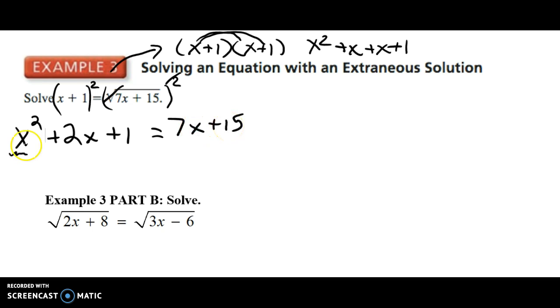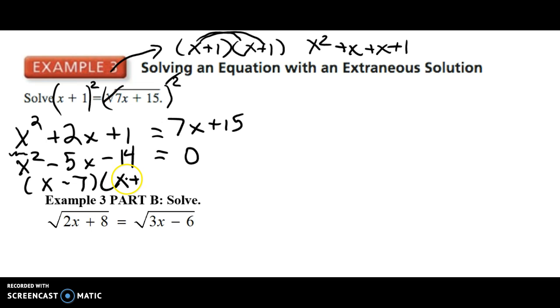Notice I have an x squared in the problem. This is a quadratic. In all of chapter 3, we learned how to solve quadratics. We usually solve them by factoring, so I need it equal to 0. I'm going to subtract the 7x to the other side, and I'm going to subtract 15 to the other side. I now have an easy trinomial that can be factored into x minus 7, x plus 2. And then set each of those factors equal to 0, and we get solutions of 7 and negative 2.